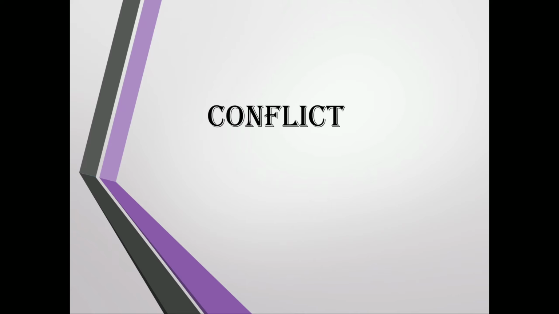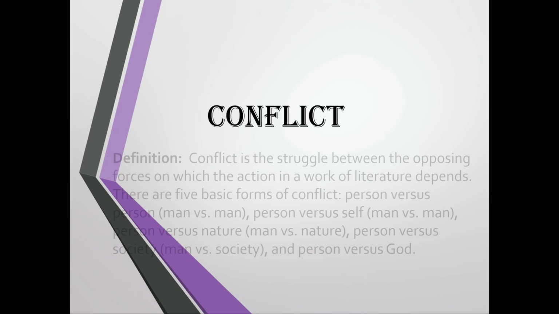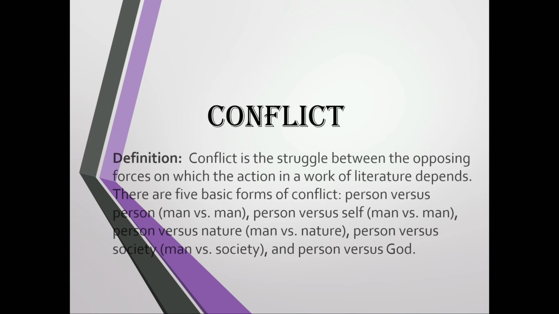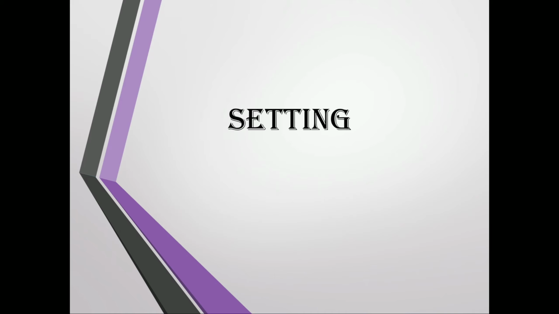Conflict is a struggle between opposing forces on which the action in a work of literature depends. There are 5 basic forms of conflict: person versus person, person versus self, person versus nature, person versus society, and person versus God. So these are the 5 basic conflicts.